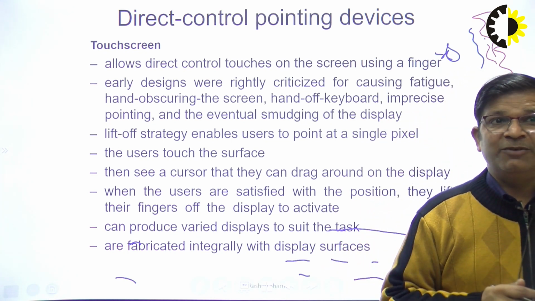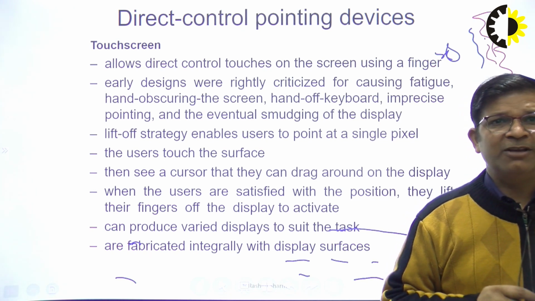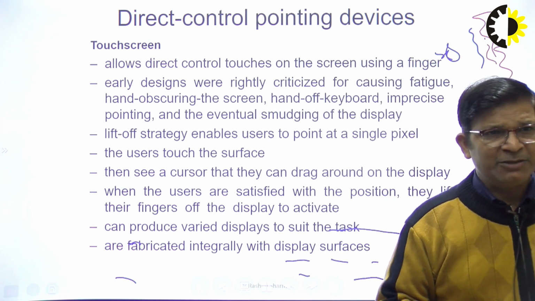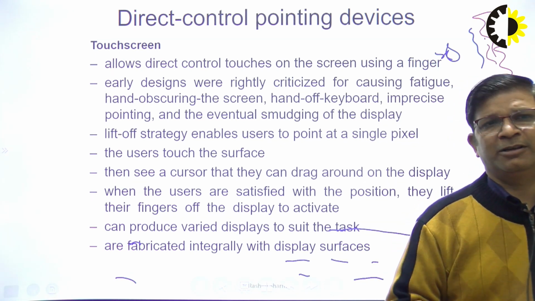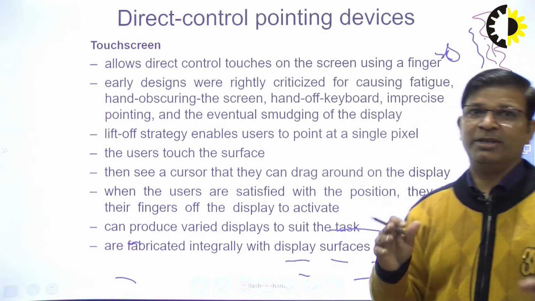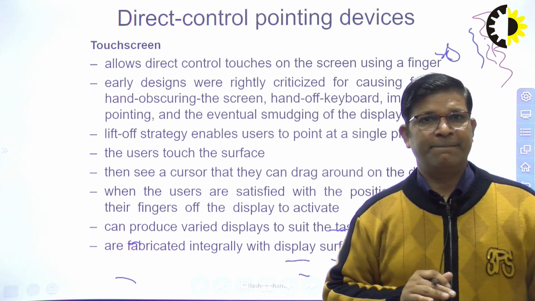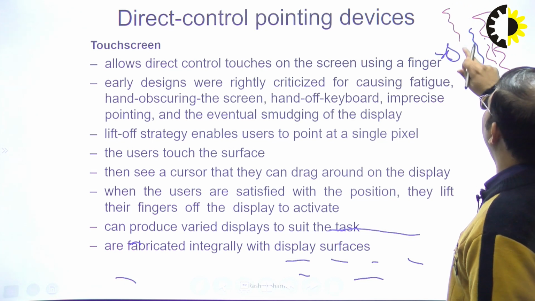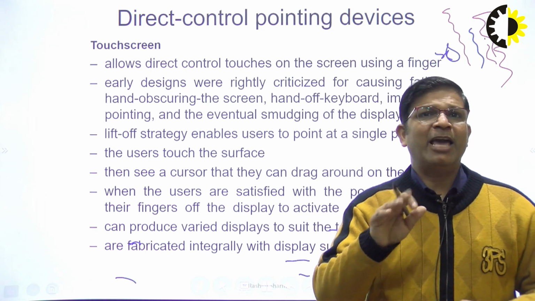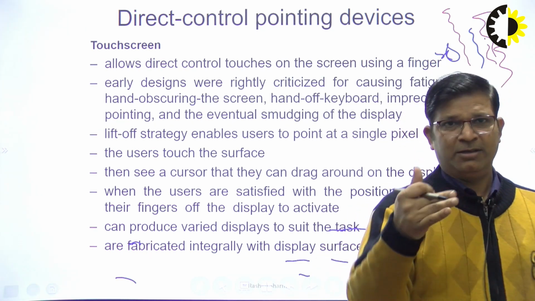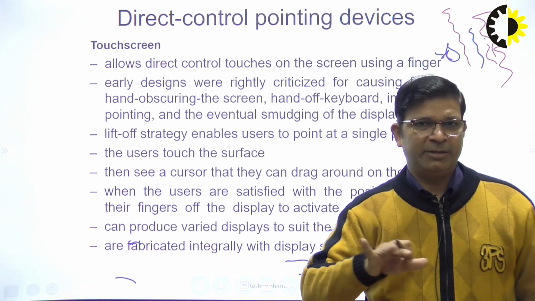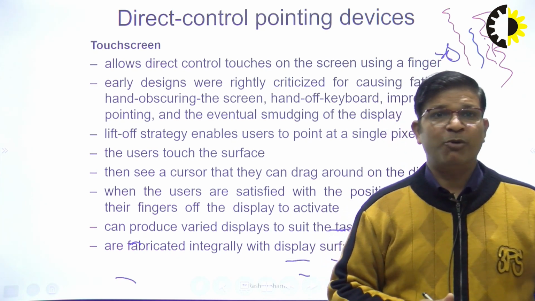Early designs were rightly criticized for causing fatigue, the hand obscuring the screen, the hand leaving the keyboard, imprecise pointing, and eventually smudging of the display. For example, if we click on this, the text will be hidden behind the hand. And the movement of our hand or our pointing at the particular display may not match with the screen, so there can be some mismatching.